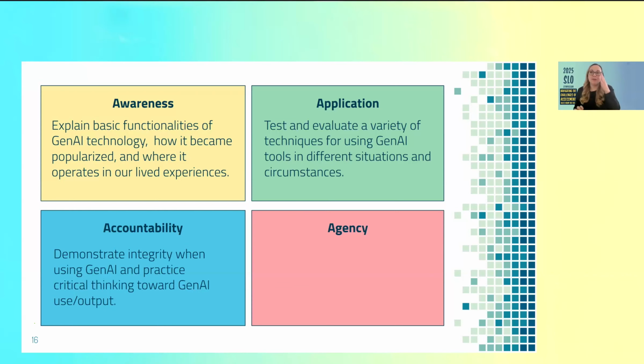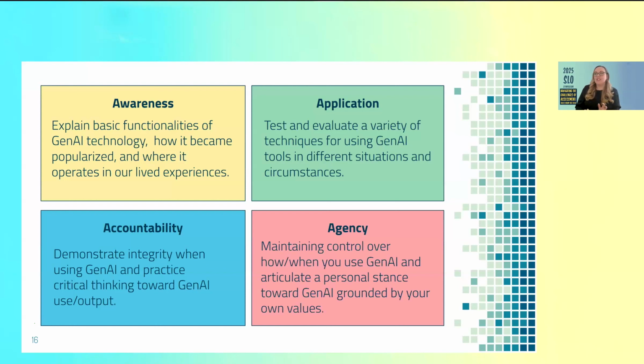Accountability, I would say, is the ability to demonstrate integrity when using generative AI and practicing critical thinking towards how GenAI is being used and the output that it's producing. All of that I would put under the umbrella of accountability. And agency, again, is maintaining control over how and when you use generative AI and being able to articulate a personal stance towards generative AI grounded in your own values.